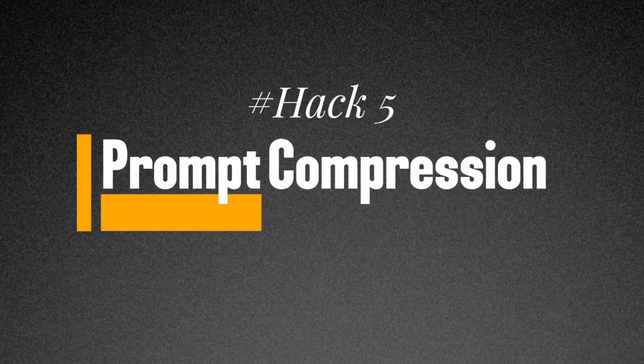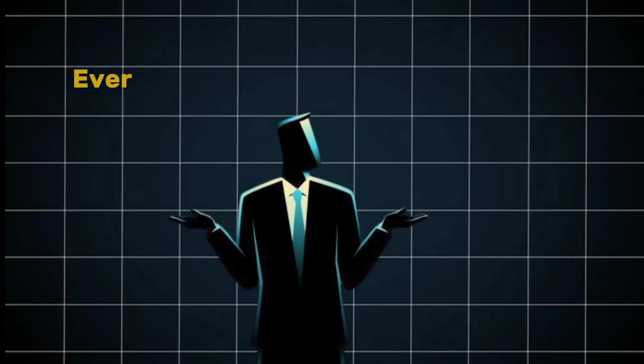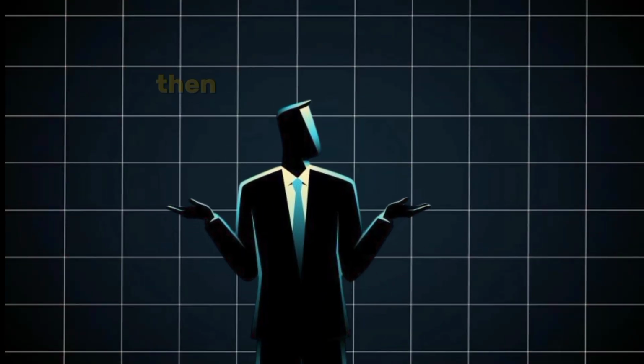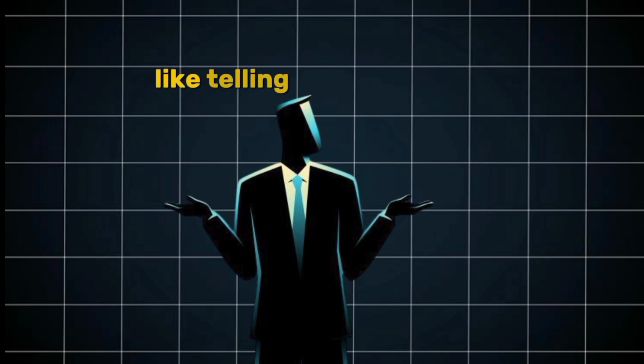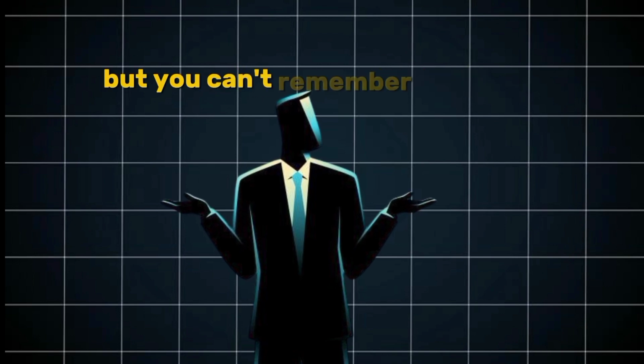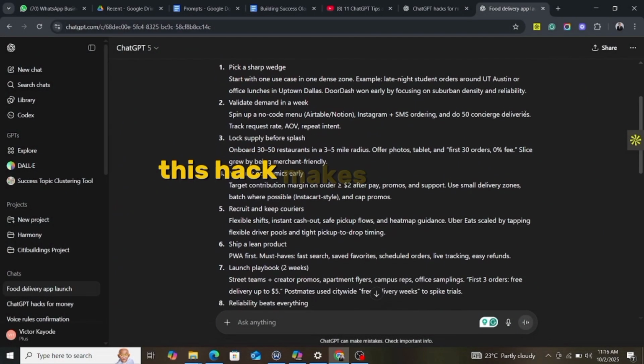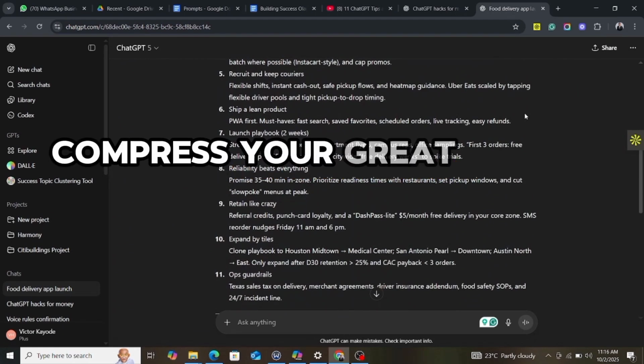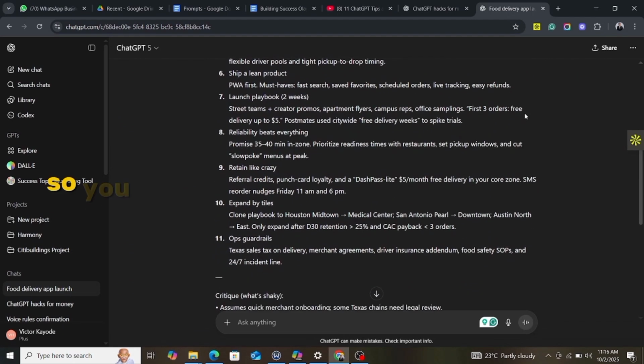Let's go. Hack 5, prompt compression. Ever explain something perfectly once, then forget what you said? Like telling a joke that kills, but you can't remember the setup. This hack makes ChatGPT compress your great prompt into a one-liner so you never lose it.